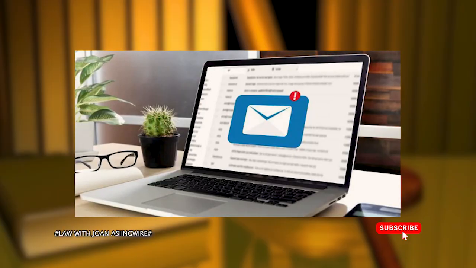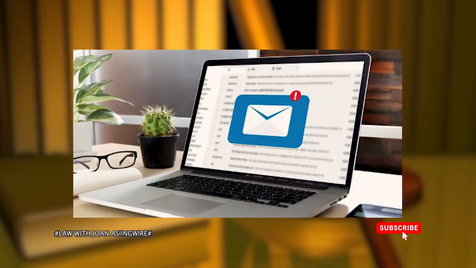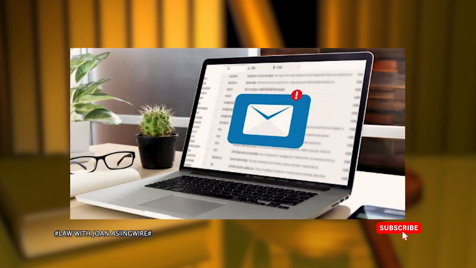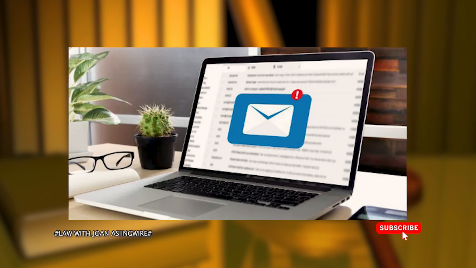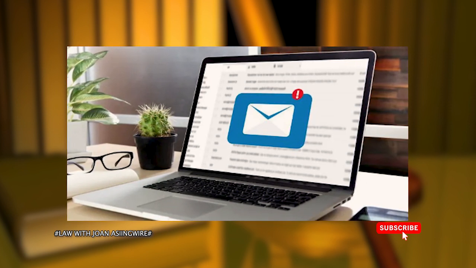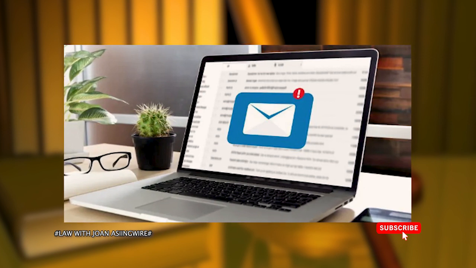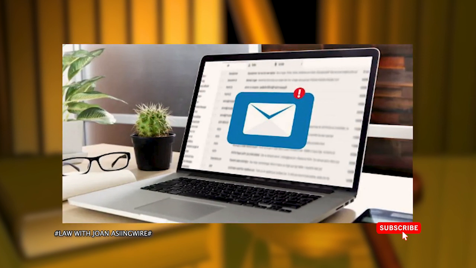You understand? The third step you're supposed to take is to write an email to your employer. Why are we writing an email to your employer? We're supposed to create written evidence. The mistake most employees make is asking orally when their salary is supposed to be paid. That cannot be proved in court.